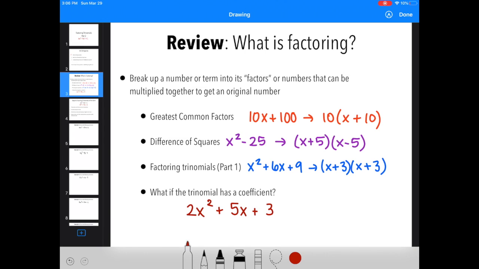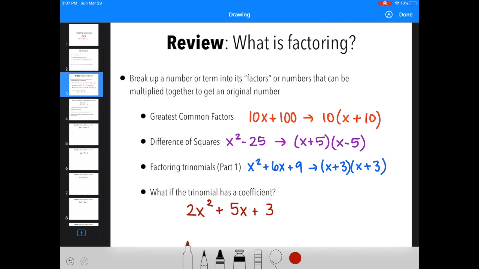I can factor it out to equal x plus 5 and x minus 5. Then we looked on Friday at factoring trinomials in the form of x squared plus bx plus c. It's using that method of adding to get your middle and multiplying to get your last product. And today we're going to be using a form of that.